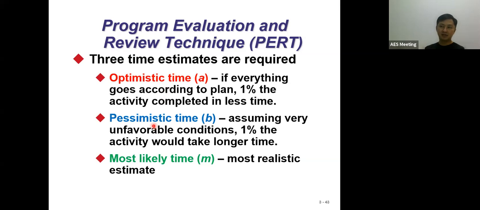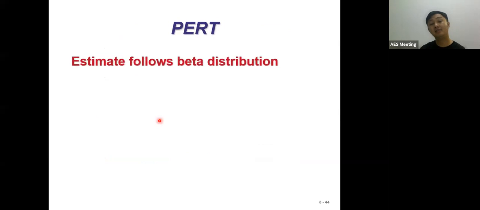So for activity A at 2 weeks, we can say the pessimistic time is probably 4 weeks. Therefore the pessimistic time takes longer than the others. Okay, that is what we have here. That is PERT analysis for you.